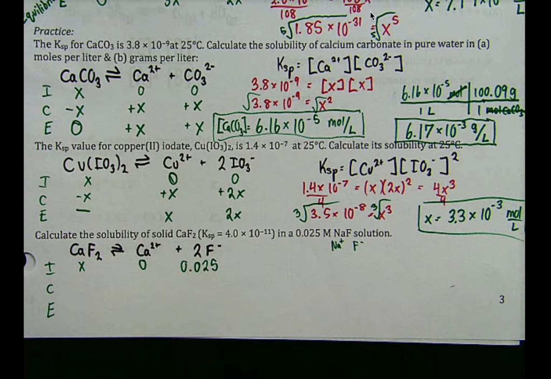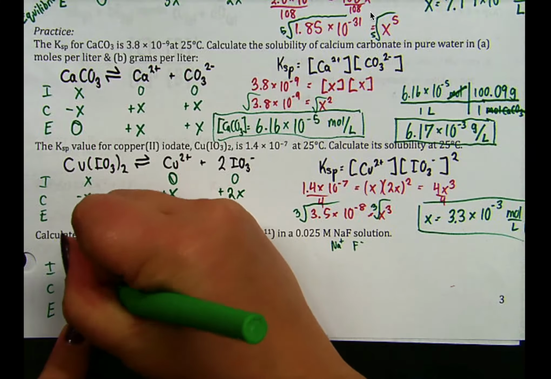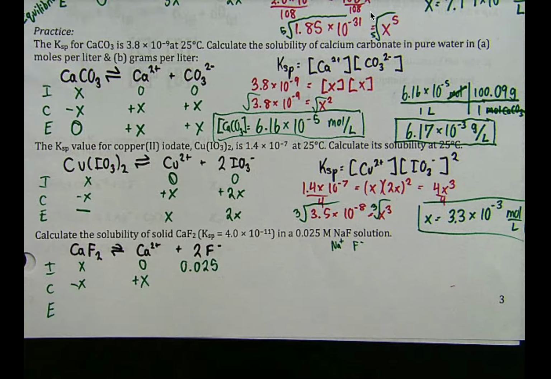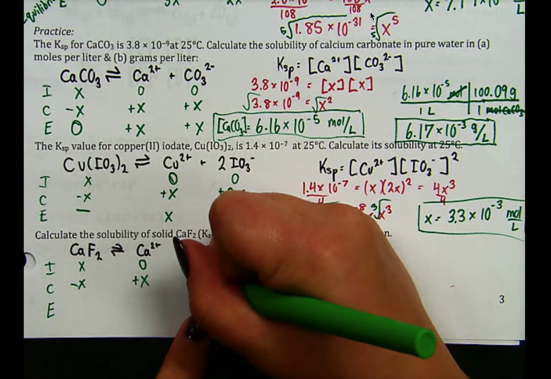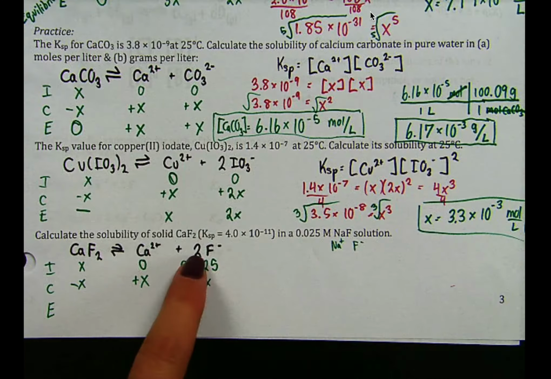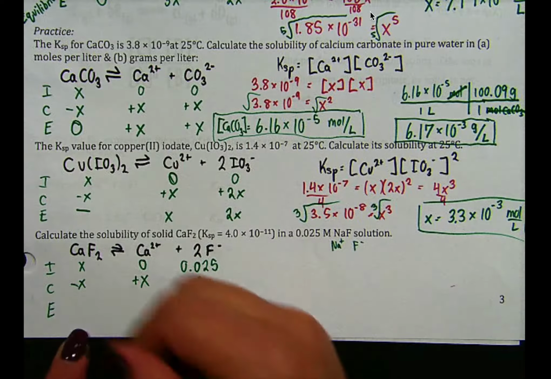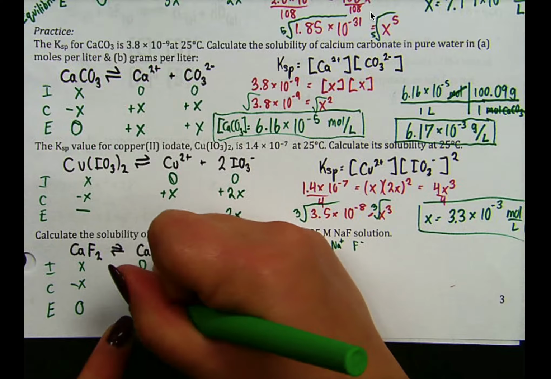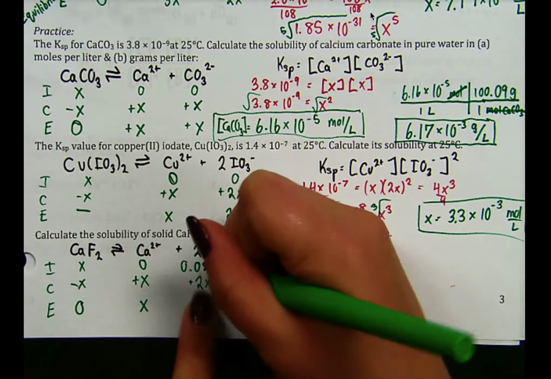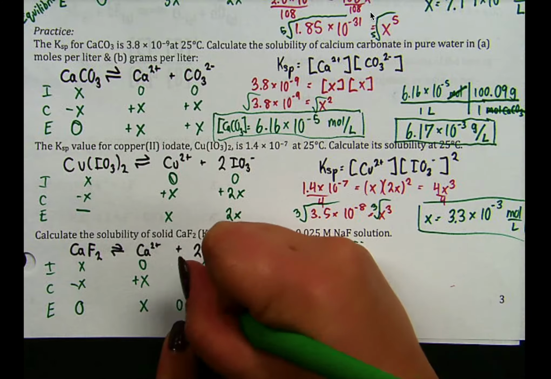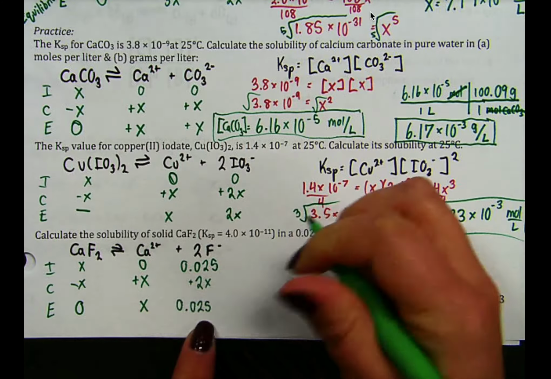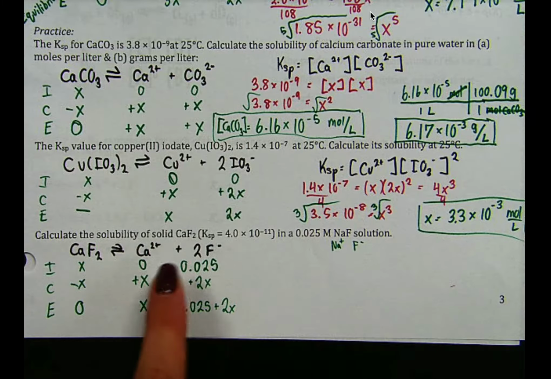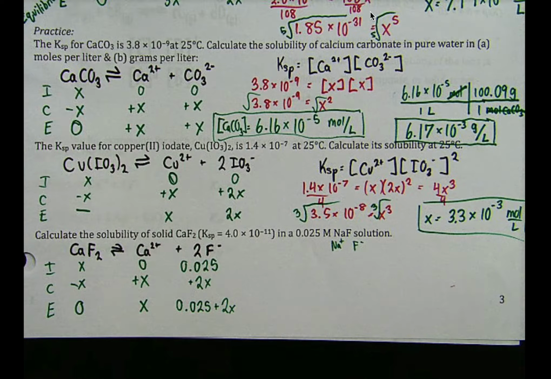Okay, so some of this is going to dissolve. Minus X, we're going to add X of our calcium and 2X of our fluoride. So that at equilibrium, all of that calcium fluoride that could dissolve dissolved. We have X moles of calcium and 0.025 plus 2x moles of our fluoride ions.